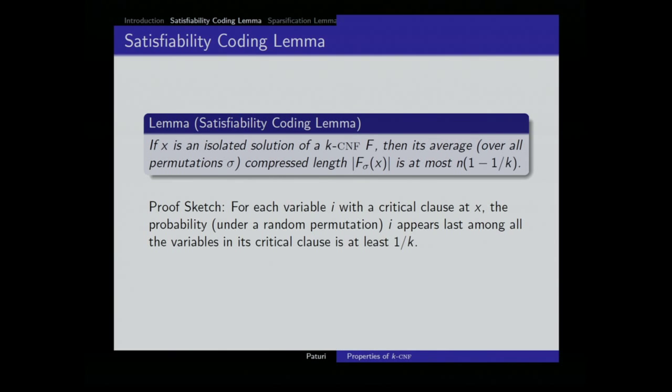So the main issue is, what can we say about the length of the compressed string? So what the satisfiability coding lemma says is that, fix any isolated solution. If you take a random permutation, the average compressed length is basically 1 minus 1 over k fraction of the total length.